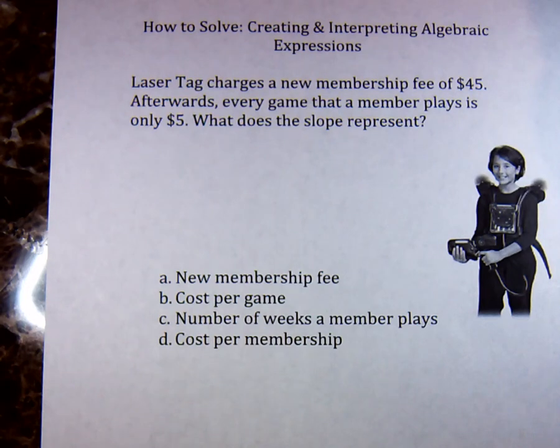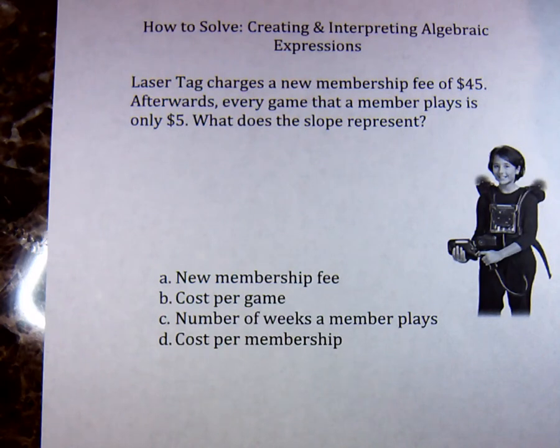As we see here, our problem is multiple choice. Laser tag charges a new membership fee of $45. Afterwards, every game that a member plays is only $5. What does the slope represent? A. New membership fee. B. Cost per game. C. Number of weeks a member plays. Or D. Cost per membership.